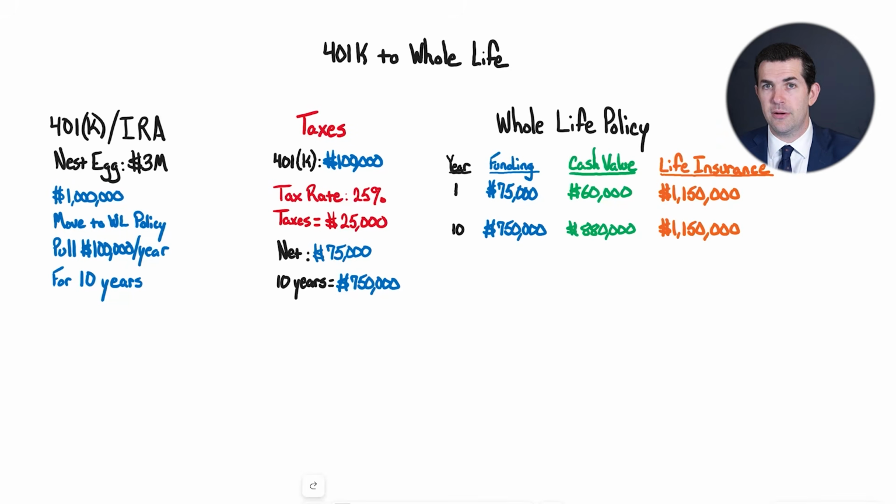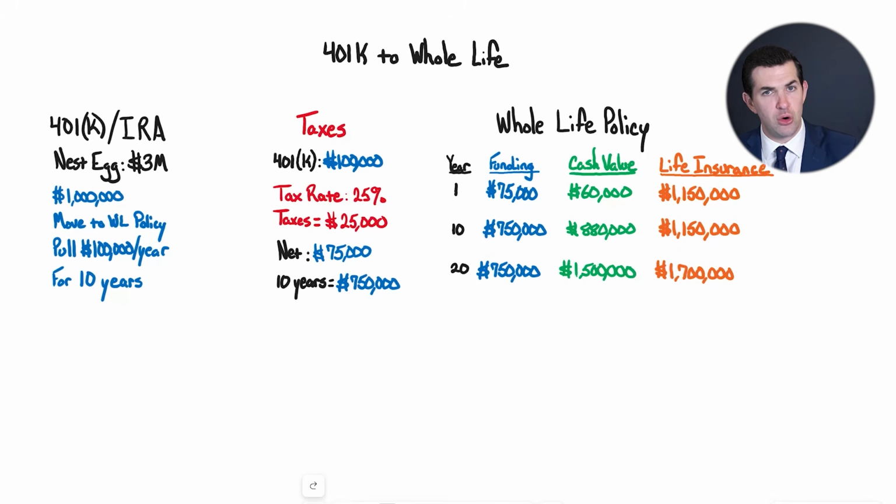By the 10th year, you've now paid a total of $750,000. Your cash value is worth $880,000. So you've gotten some appreciation on the amount that you've deposited, and your death benefit is still $1.15 million. Now, after the 10th year, you don't add any more money. So your total out of pocket is still $750,000, but your cash value has continued to grow. It's worth $1.5 million. Your death benefit has also grown now, and that's worth $1.7 million.